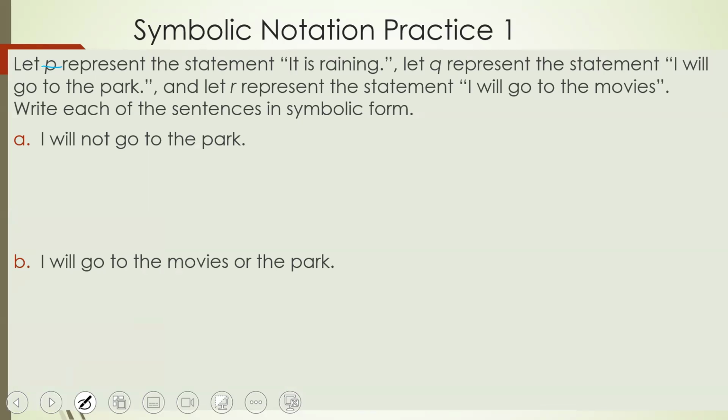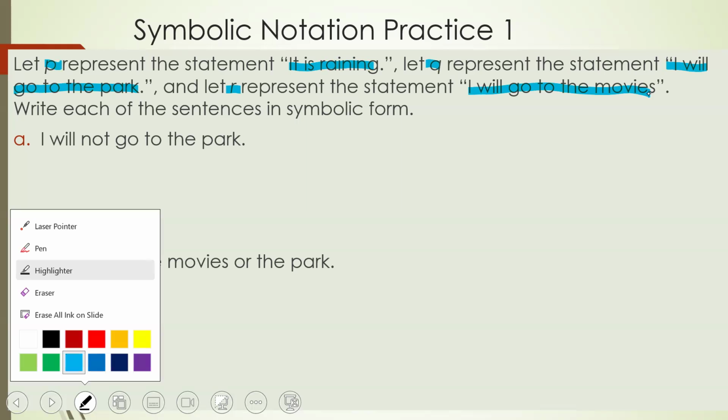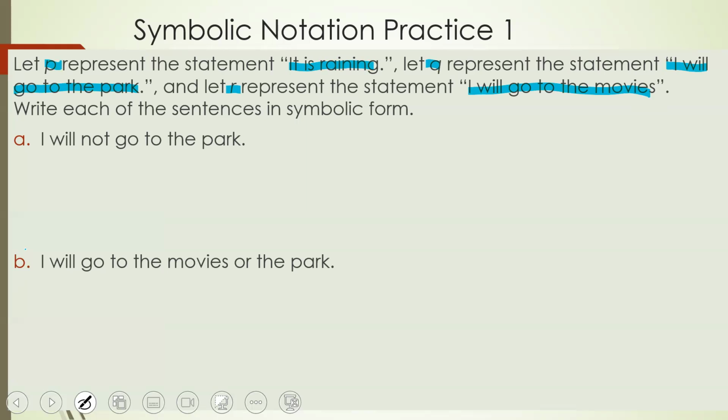So up in the given instructions, we're told that the letter P is going to represent the statement, it is raining. Q represents the statement, I will go to the park. And R will represent the statement, I will go to the movies. And the first statement we're given here is that I will not go to the park. Well, when I look up above, I see that going to the park is represented by the statement Q, or the variable Q.